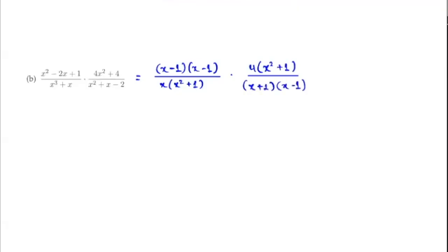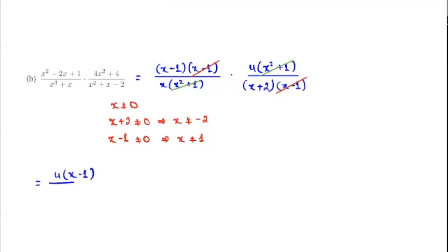Next step, conditions. So x different from 0, x plus 2 different from 0, implies that x different from negative 2. And x minus 1 different from 0 implies that x different from 1. Then cancellations. So x minus 1 cancel out. Then x squared plus 1 cancel out. And you're left with 4 times x minus 1 divided by x times x plus 2.